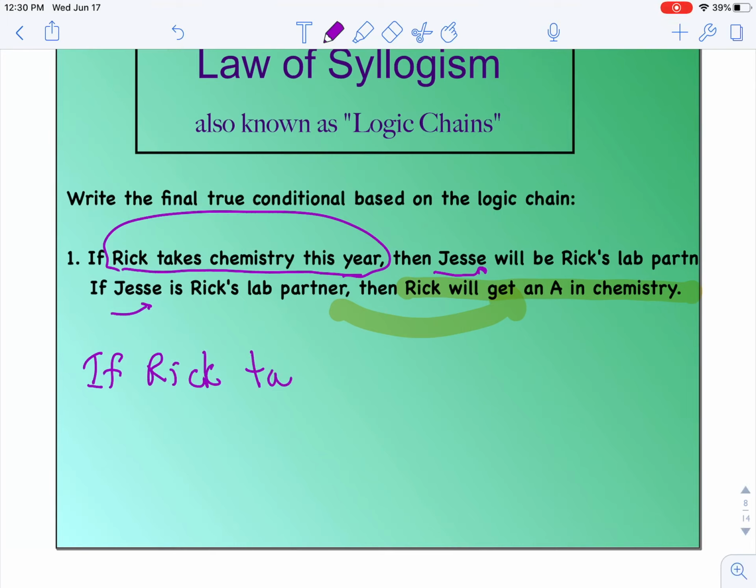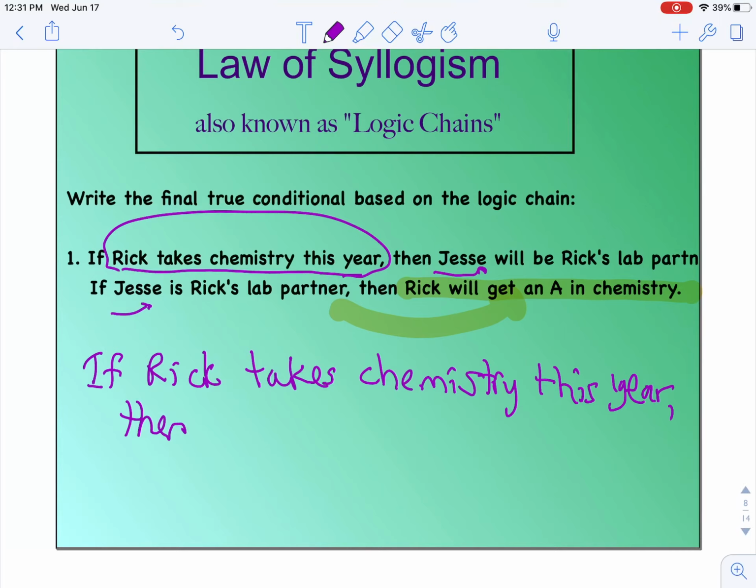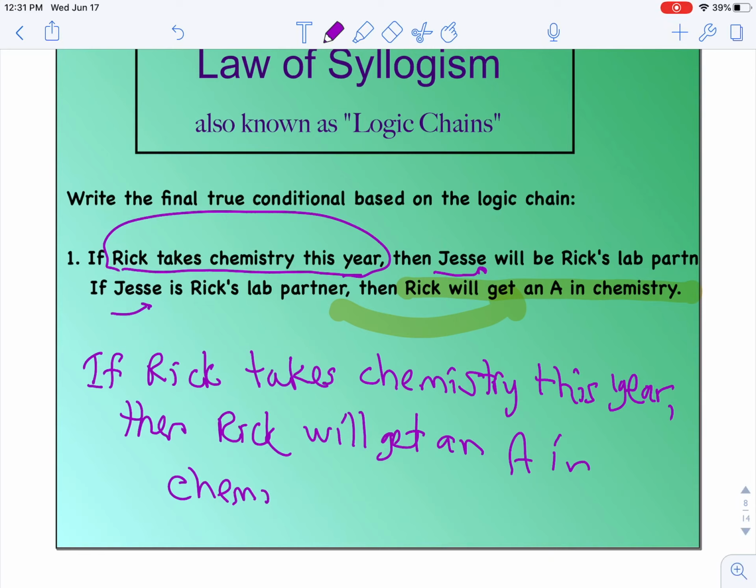So this would become, if Rick takes chemistry this year, then Rick will get an A in chemistry.